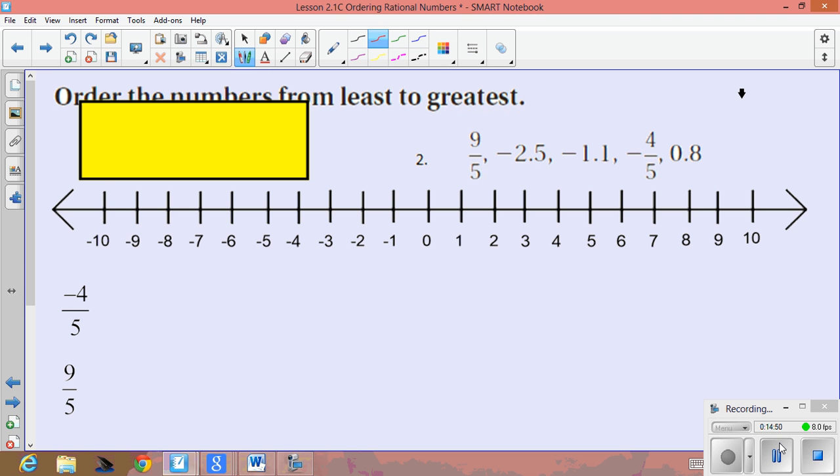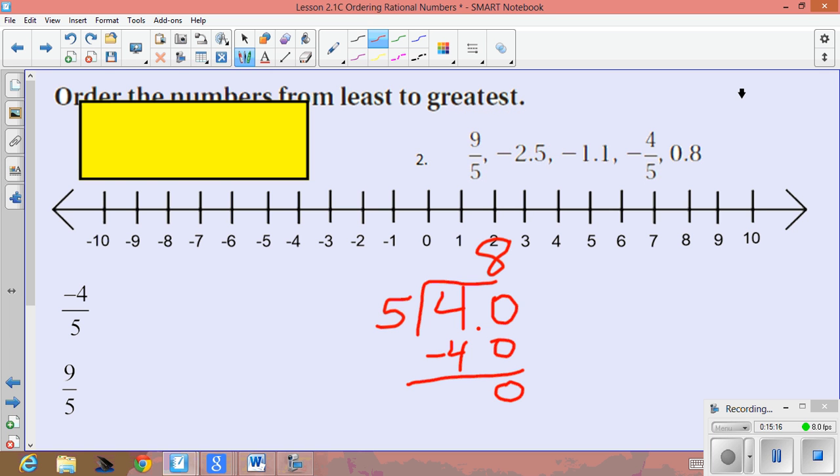Okay, in this next example, we have 9 over 5 and negative 4 over 5. So what we need to do is convert both of them to decimals. So I'm going to take 4 and divide it by 5. 5 can't go into 4, so we add a decimal and a 0. 5 goes into 40 8 times, leaving us with no remainder. So we call this a terminating decimal. Decimal point goes straight up. So negative 4/5 is equivalent to negative 8/10.